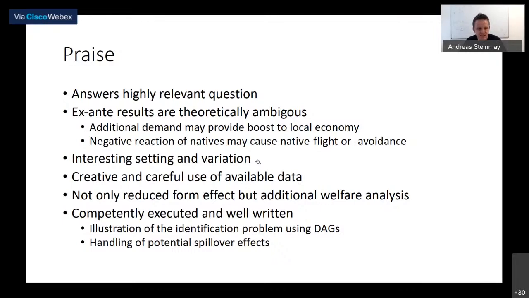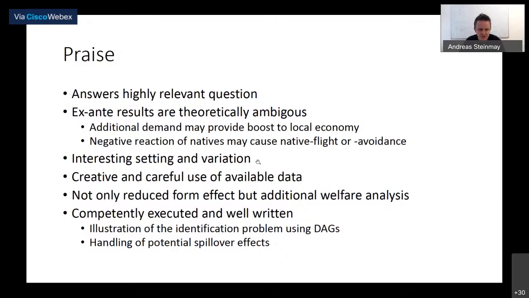I think they study an interesting setting and use interesting variation. One thing that's really worth highlighting is also their creative and careful use of a lot of different available data. So they really put together a very impressive data set from many different sources to look at various aspects of this question. And then they do not stop short by just identifying a reduced form effect, but they do this additional step of conducting a welfare analysis. And finally, I'd like to say it is a very competently executed and well-written paper.